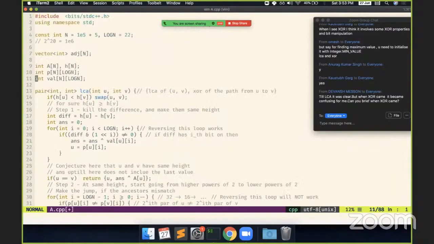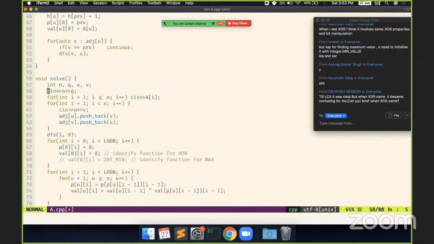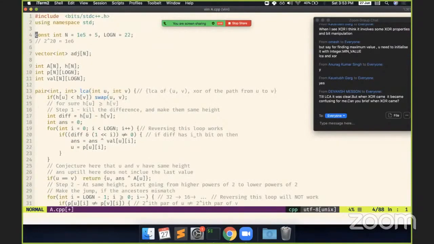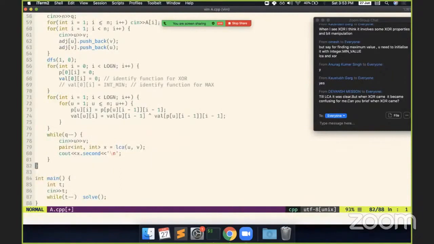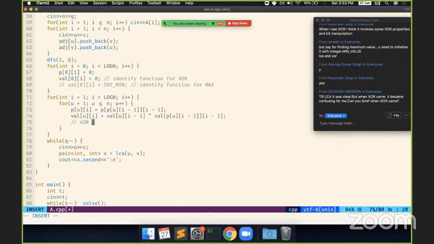So you remember what's the definition of val array, right? Val U I is equal to the XOR of the path from node u up to the 2 to the power I minus 1 parent. That's the definition of val U I. Now, once you have the definition of val U I, you can see this construction, line 74, that I'm just taking the XOR of the first half of the path with the second half of the path.